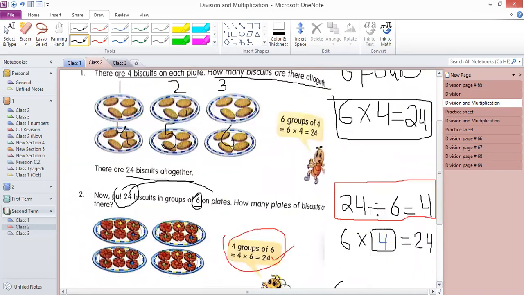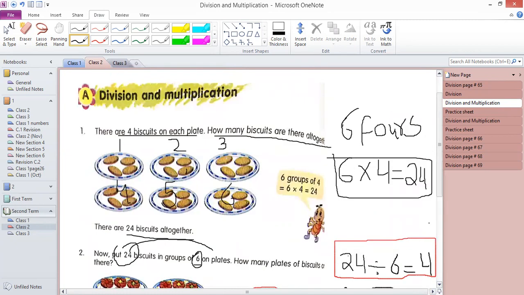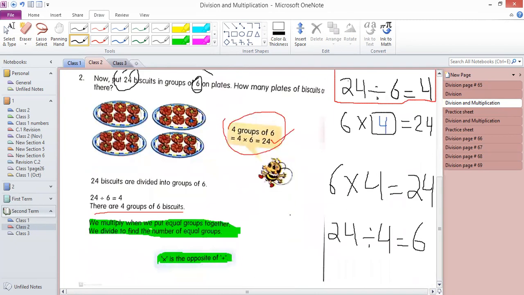Now I do the opposite. There are 24 biscuits and I want to put 4 biscuits on one plate. How many plates do I need? Because I want to put 4 biscuits on one plate, I will divide 24 by 4. So if I put 4 biscuits on one plate, I need a total of 6 plates.